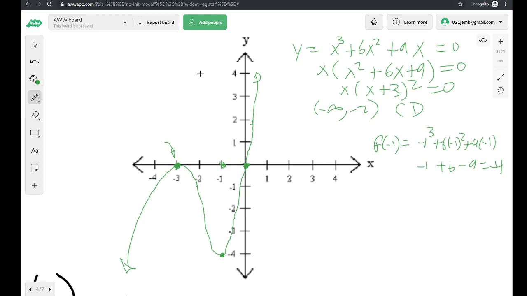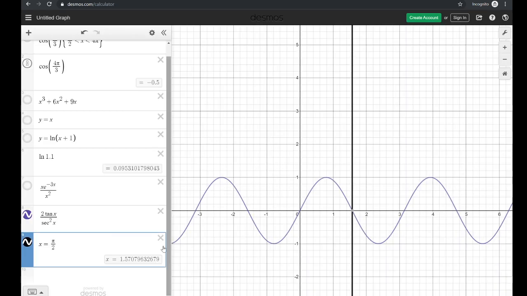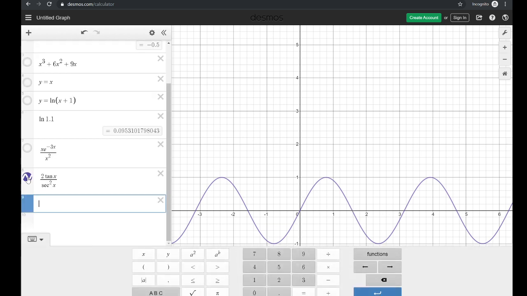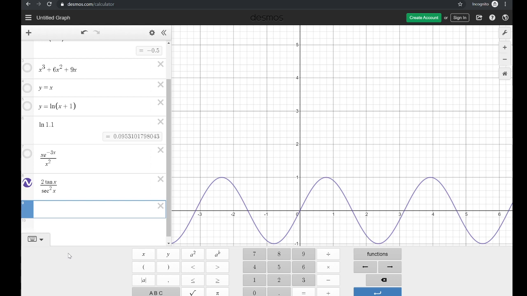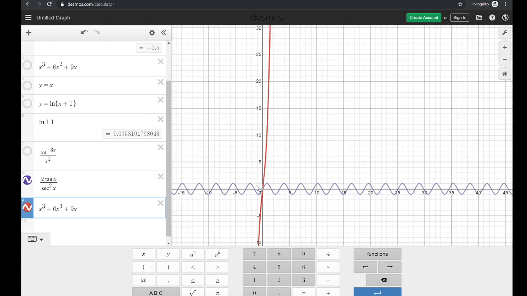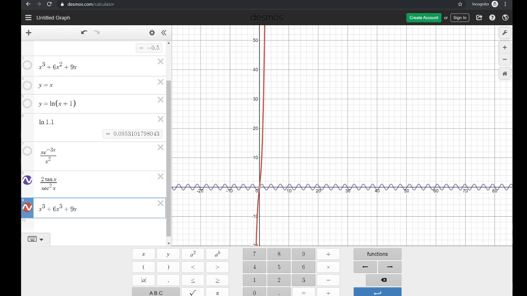And you can even use Desmos. It would be nice to use Desmos on the exam, but unfortunately, that's not the case. So the function was x to the power of 3, plus 6x squared, and then plus 9x. And so we find that, wait, I made a typo. This is squared, there you go.